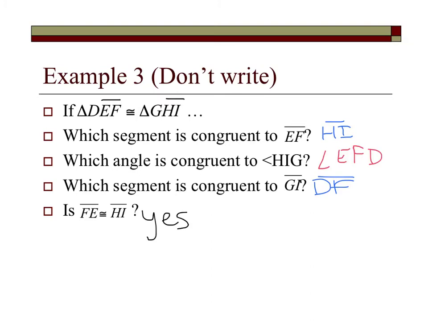You could write it as EF, you could write it as FE, it still means the same thing. So EF and HI are the last two written down there in the triangle, so yes, they are congruent.